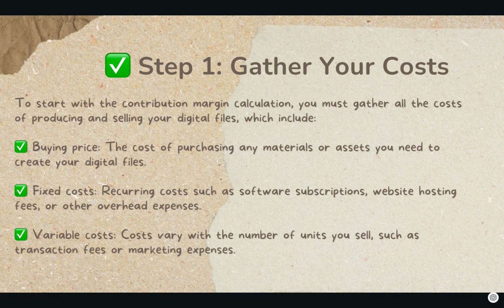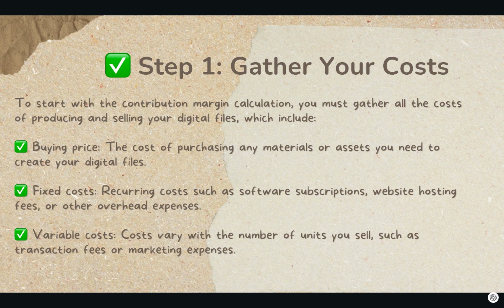Step 1 is to gather your costs. To start with the contribution margin calculation, you gather all the costs of producing and selling your digital products, which include firstly your buying price, which is the cost of purchasing any material or assets you need to create your digital products.